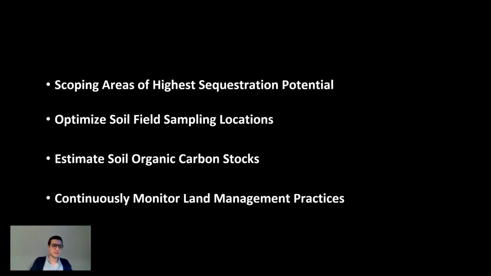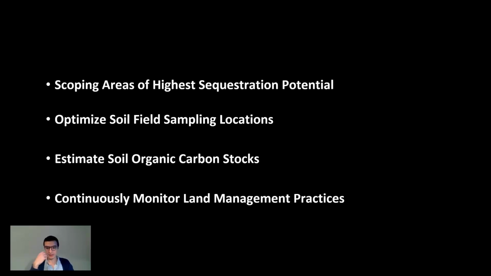The tools can be broken down into four big components. The first one being the scoping of areas of highest sequestration potential. Indeed, there is a lot of, let's say, excitement for the investment in soil carbon sequestration, and there's a lot of carbon credits being sold out there, but there isn't actually any tool offering for scoping areas or doing prior study as to where the projects should be deployed and developed in order to sequester that carbon in the soil.